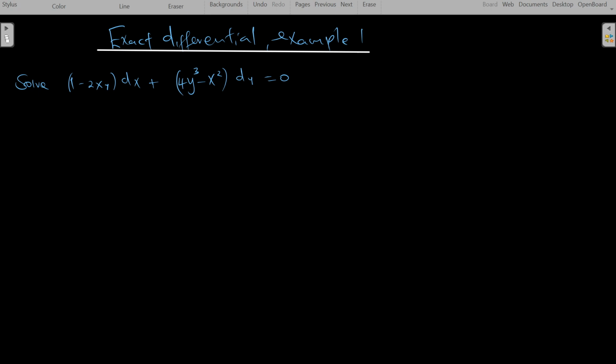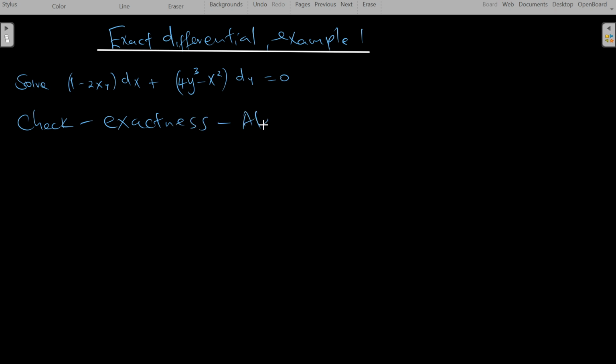Hello guys. In this video we are looking at the methods of how to solve ordinary differential equations using the exact differential. So for example, we are saying solve 1 minus this and this. Now I've introduced this concept, so the first step is to check for exactness. So how will we check exactness?